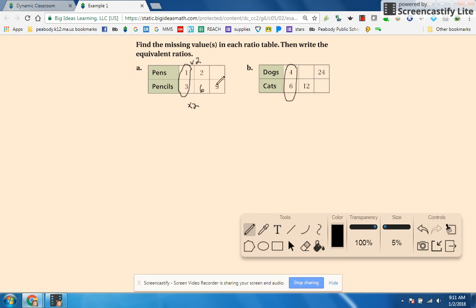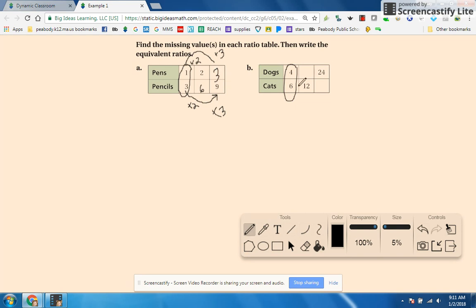Now they're giving us a number here, and they want us to find the missing number. So again, you're going back to the original. So how would I get from 3 to 9? I'm multiplying by 3. Okay, so go back to the original and do the same thing. Multiply it by 3. So once you figure out the trick, you do the same thing to the other number. So that's going to give me 3. So for every 3 pens, there would be 9 pencils. So this is called using a ratio table.